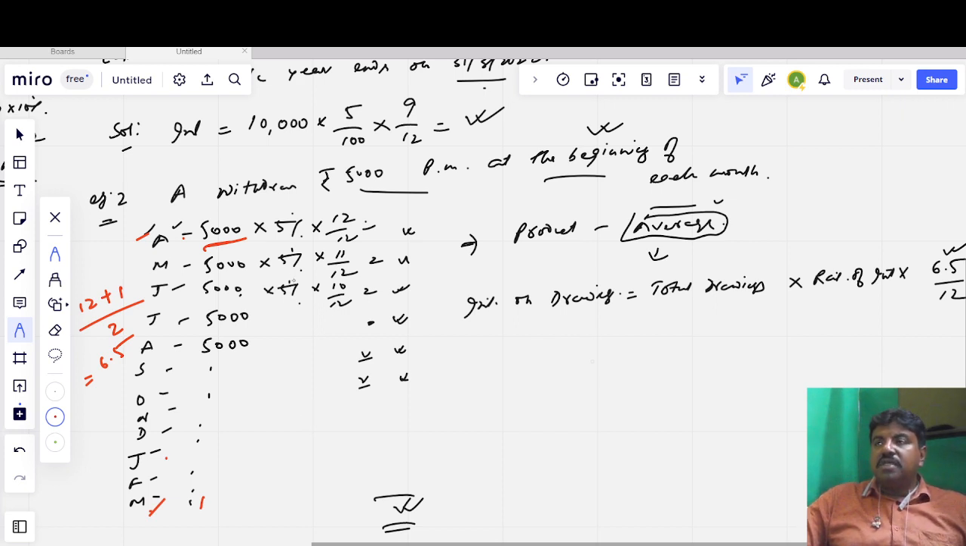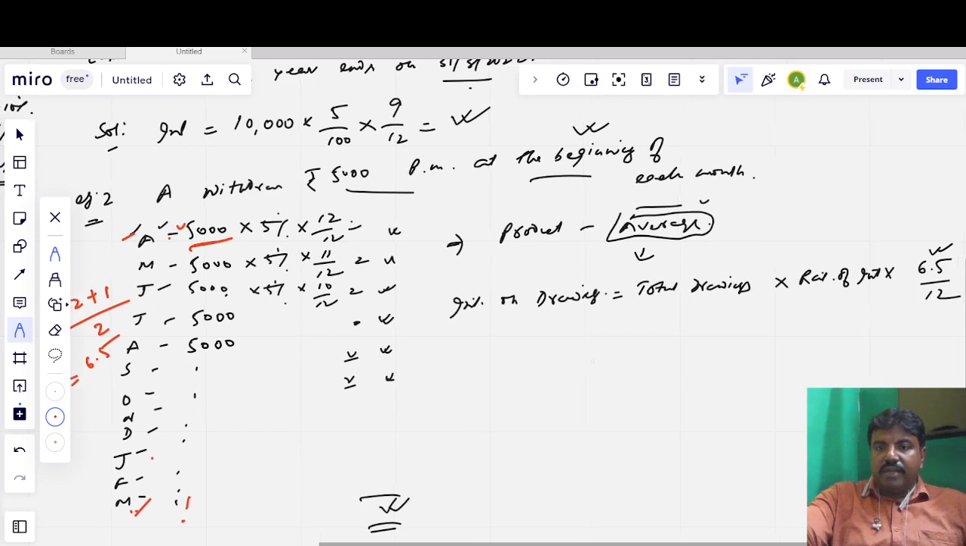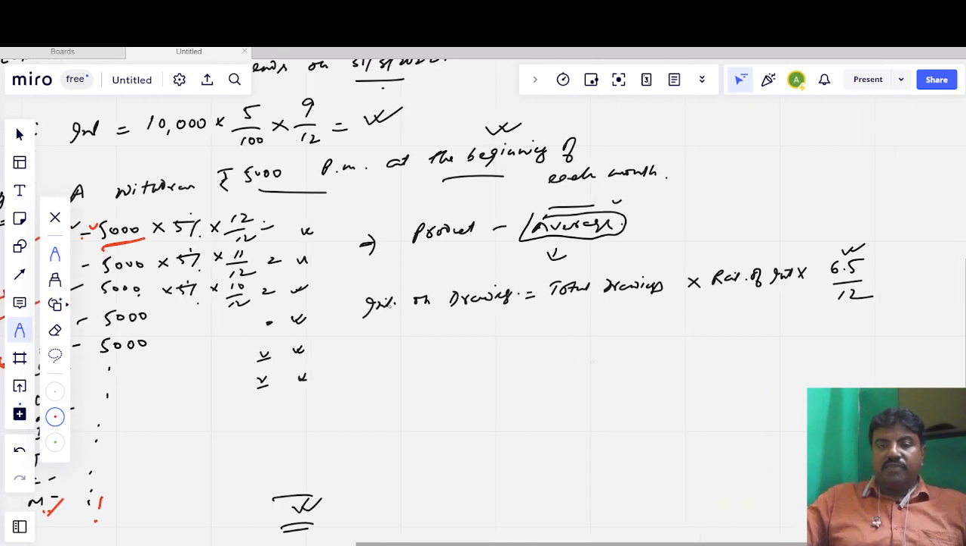Okay, what is the rule for calculating interest under the average method? See the first drawing, from the first drawing to the year end, the time period, and from the last drawing to the year end, the time period. Average this. So rate of interest into 6.5 by 12. Total drawings are 5,000 per month, so in 12 months the total drawings is 60,000. That into 5% into 6.5 by 12. Whatever amount comes, that will be the interest on drawings.